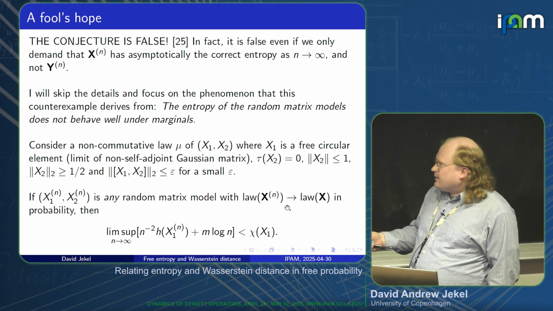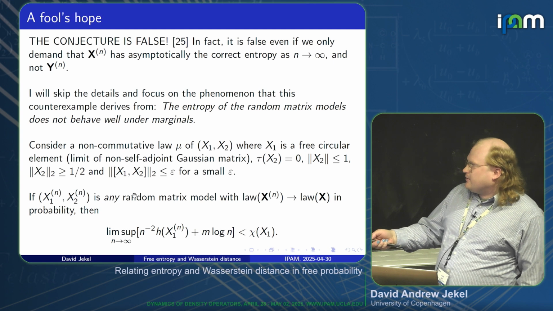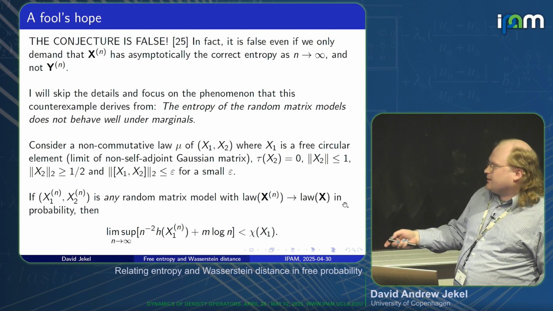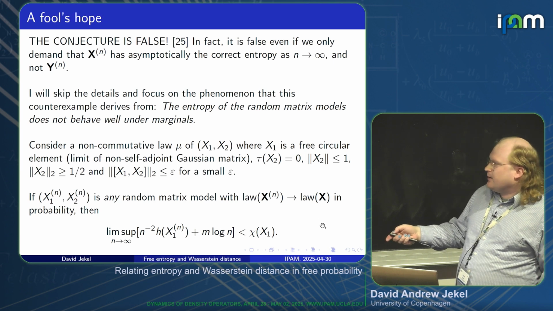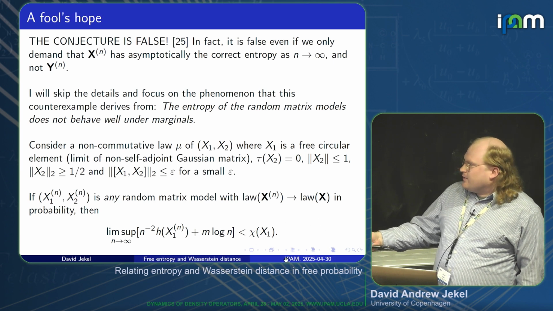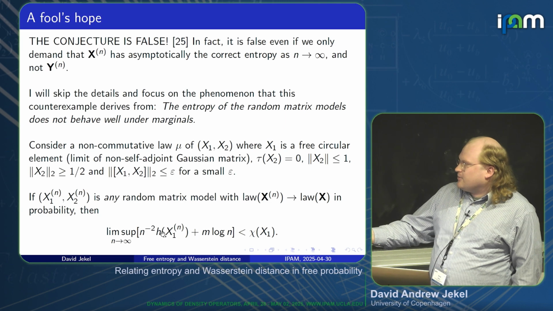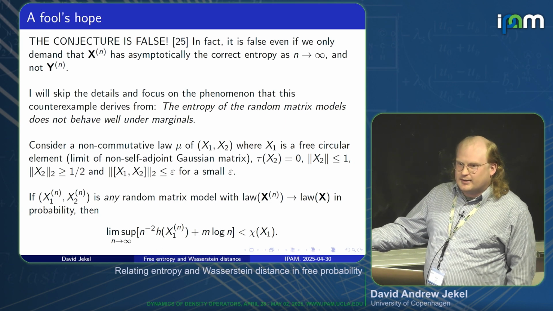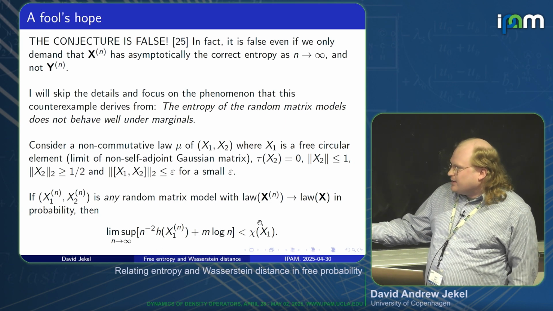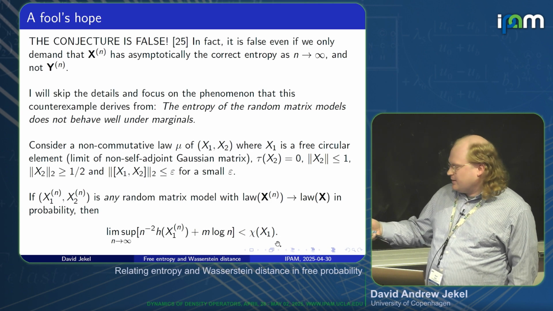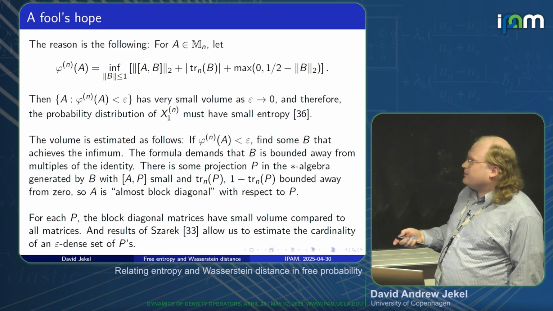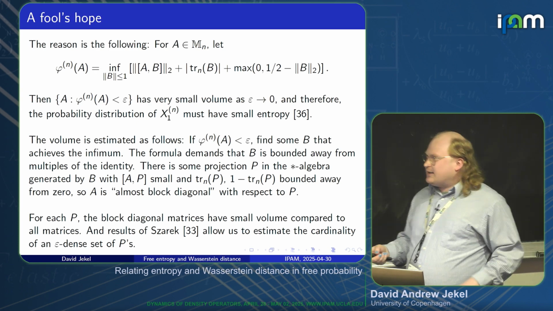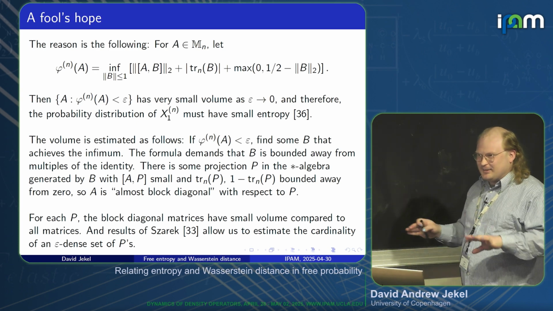Now let's suppose that I have some random matrix model whose non-commutative law is converging to the law of this x in probability. Then I'm going to claim that the entropy that you get when you just look at the marginal from x1 can never achieve the value that we want. And why does this happen? There are actually several ways to see this, and the proof that I wrote here is not what I wrote in the paper.